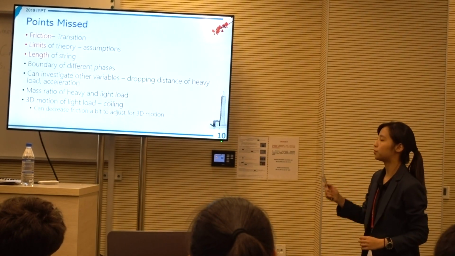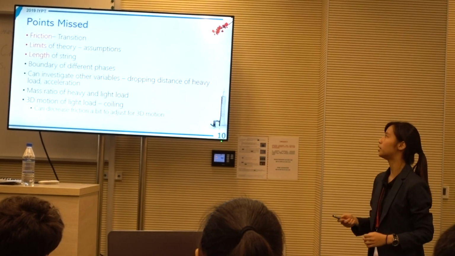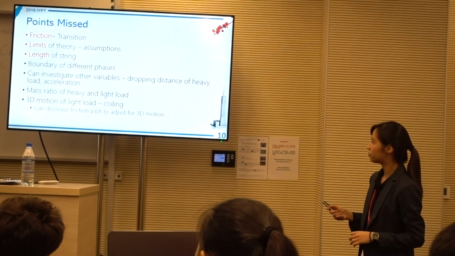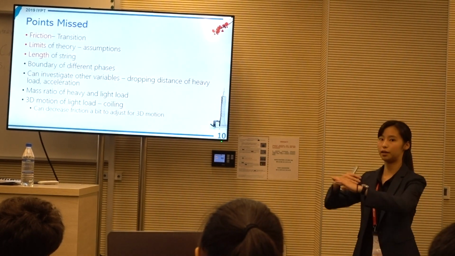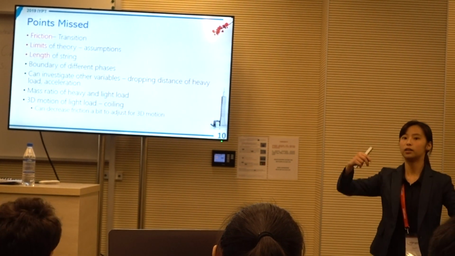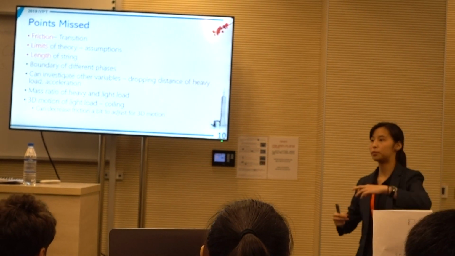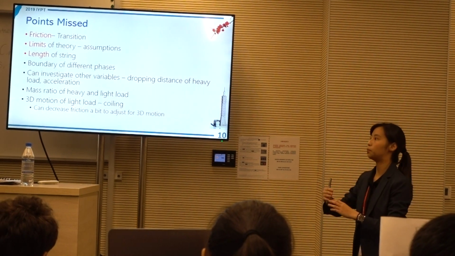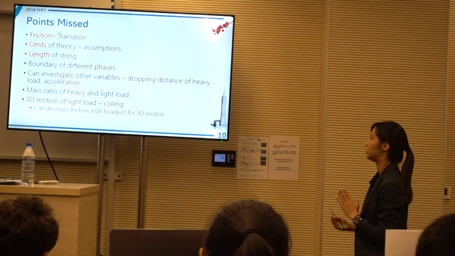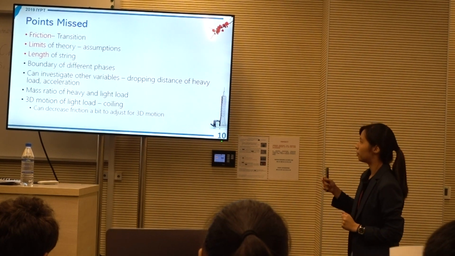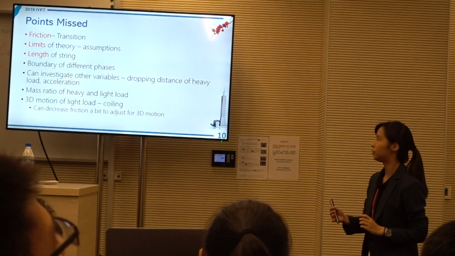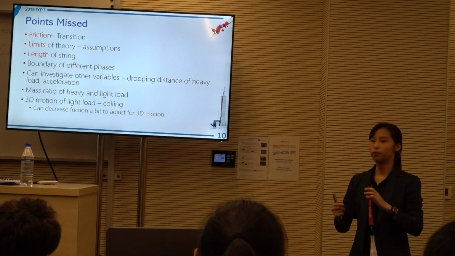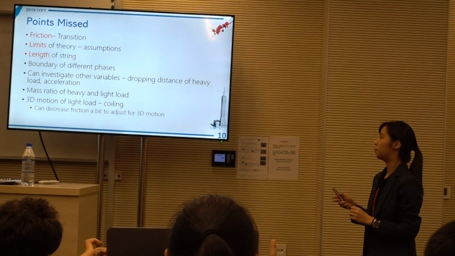As for the limits of the theory, the reporter did not give assumptions. The length of the string is a very important parameter: after you change the length of the string, the dropping distance of the heavy load will be different, and the boundary of the different phases occurs differently, as I asked about the threshold. We can also investigate other variables like the dropping distance of the heavy load and the acceleration of the load, and the mass ratio of the heavy load when we have the same mass ratio but different components.